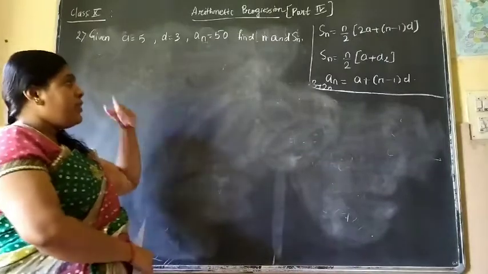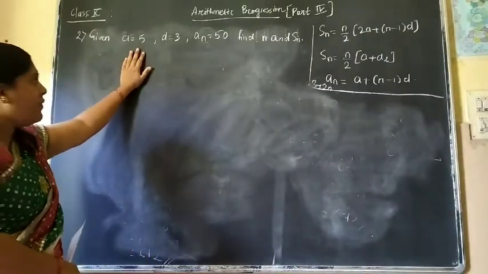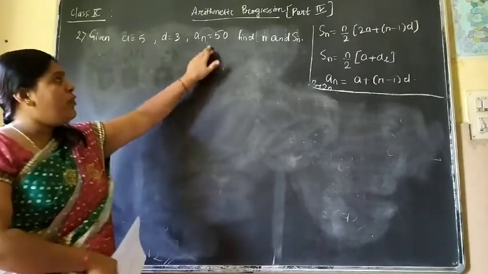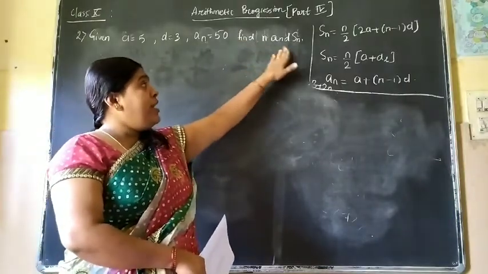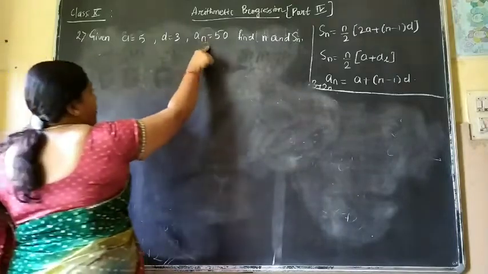Now we will solve the second problem. In this problem, they have given us the value of a, the common difference d, and the value of the nth term. And we need to find the value of n and Sn.